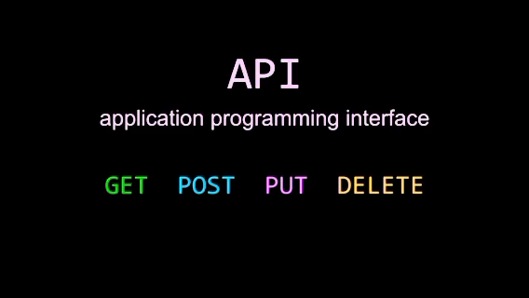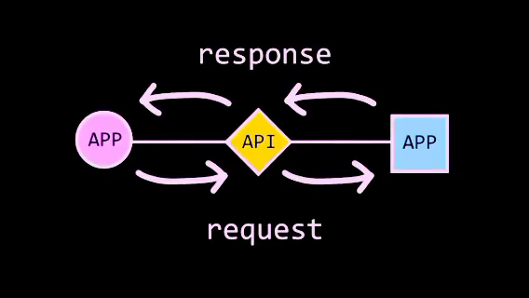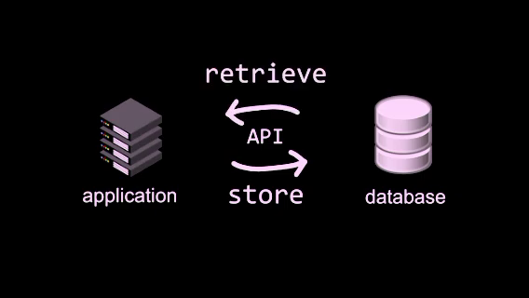HTTP requests can carry different methods, for example get, post, put, and delete, so retrieve, add, update, and delete information. These are often used by application programming interfaces, which connect to applications and allow them to interact with each other, for example store and retrieve data from a database.